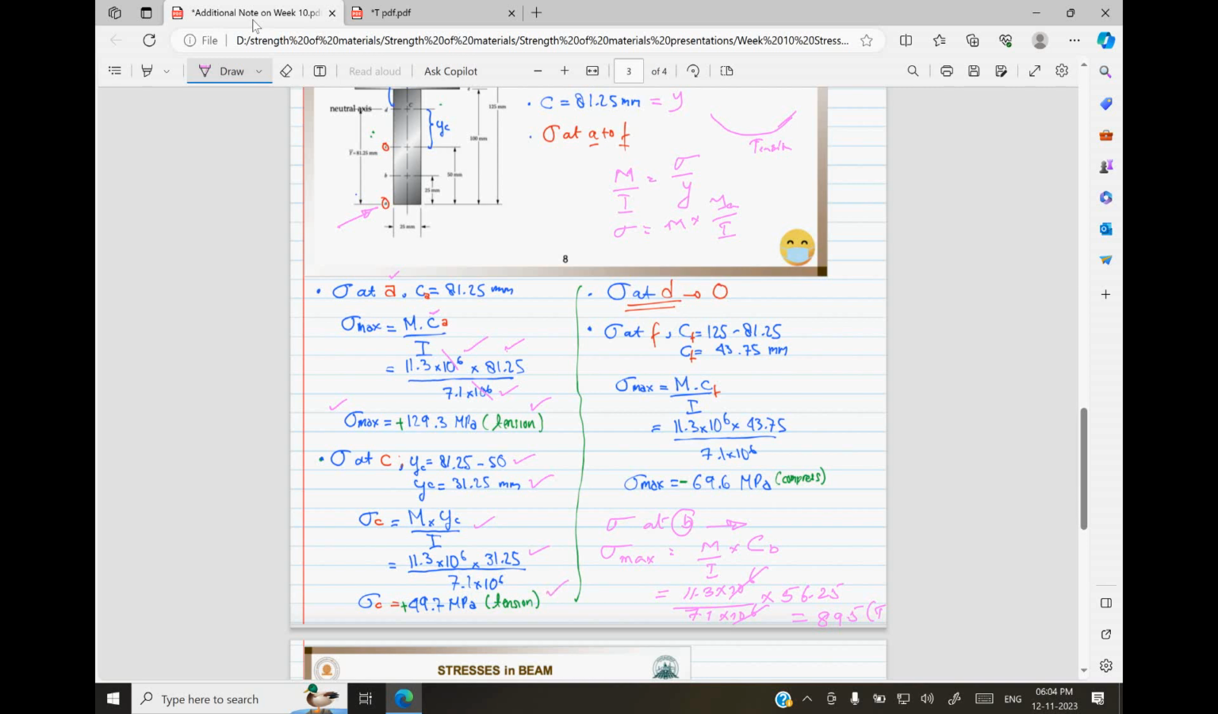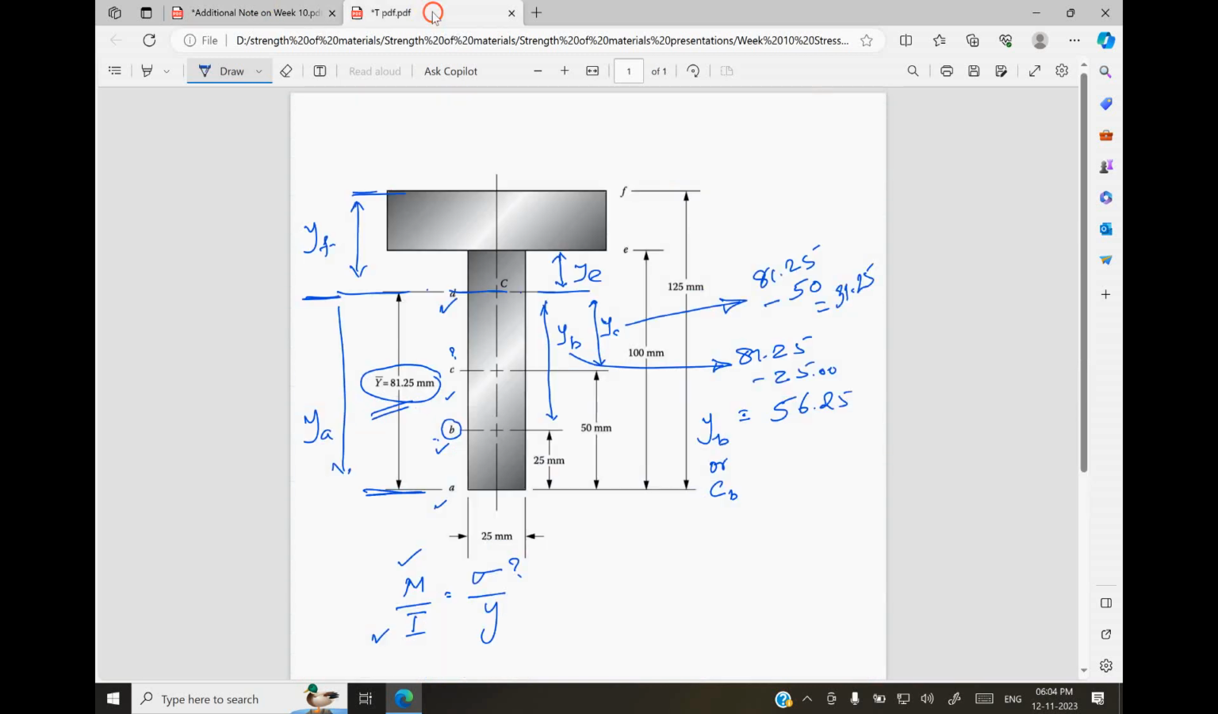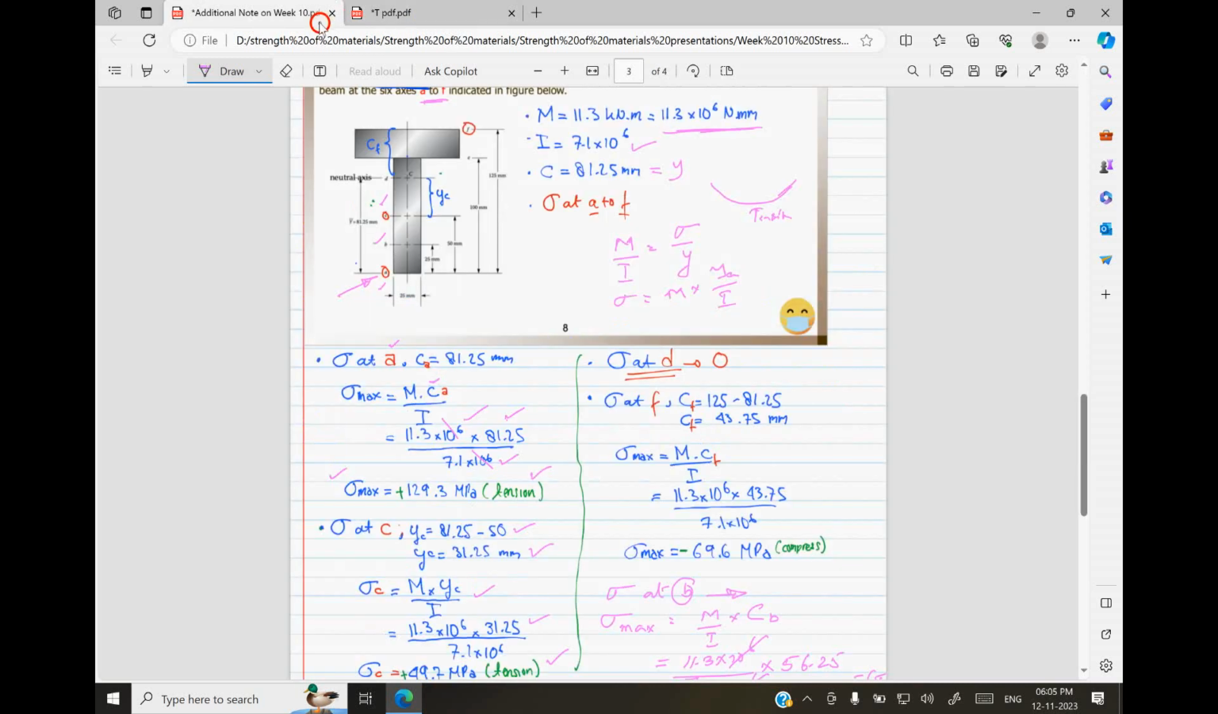So now we finished at what? We finished at D also. This is done, this is done, this is also done. What about D? At the point D, it is 0. Why is it 0 at point D? Because point D is here, the neutral axis is there only, is it not? So you do not have any value of y. So you simply say that it is 0.